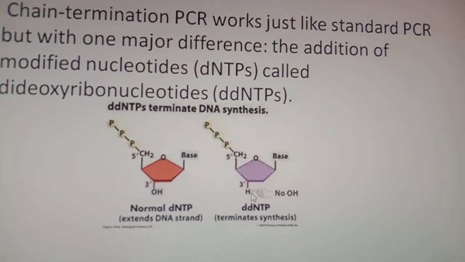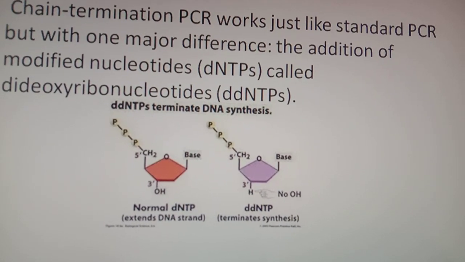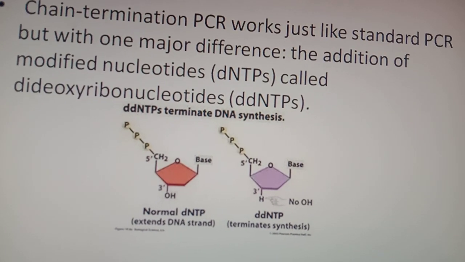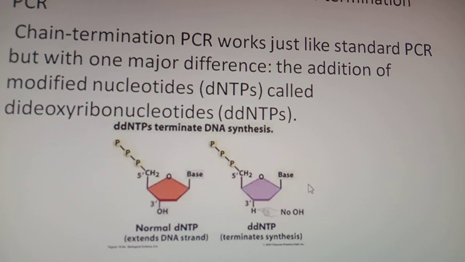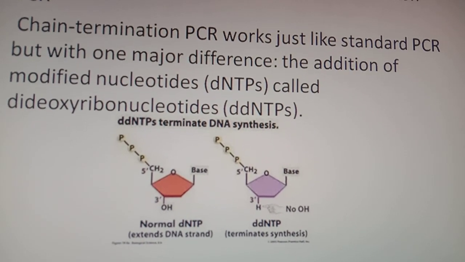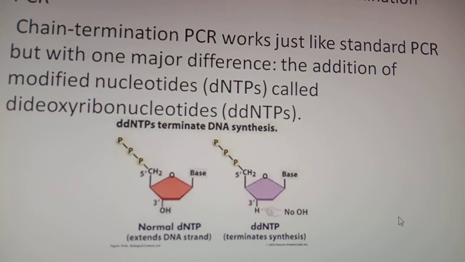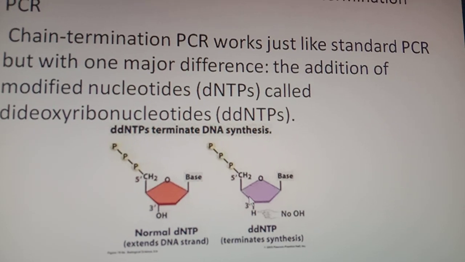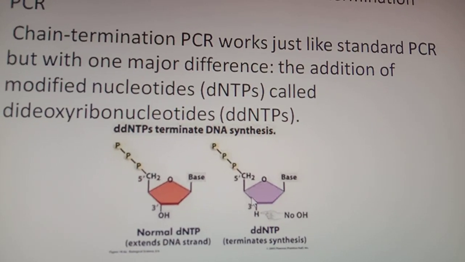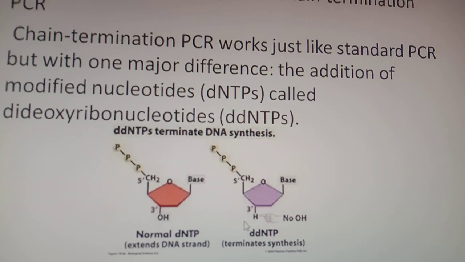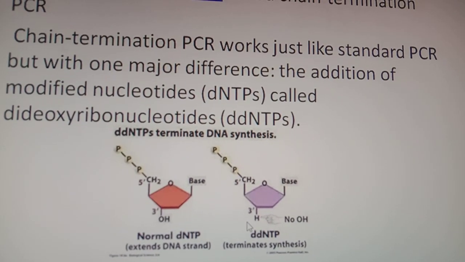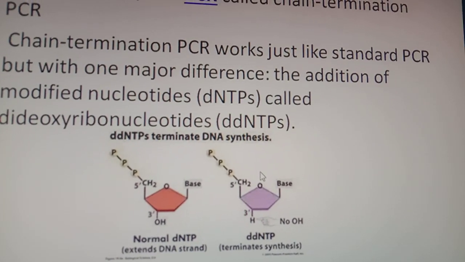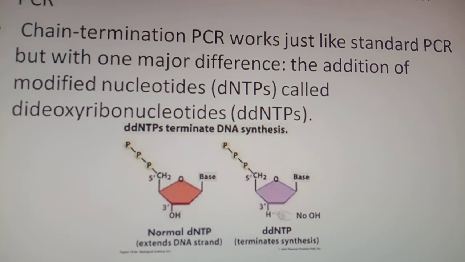Because of this lack of oxygen, whenever a new nucleotide is to be added after this ddNTP, it won't bind. If this particular ddNTP comes across a complementary position in the sequence, the polymerase will stop adding dNTPs, and the extension of the chain terminates. That's why it is known as the chain termination method. This is the first step in Sanger's method of sequencing.